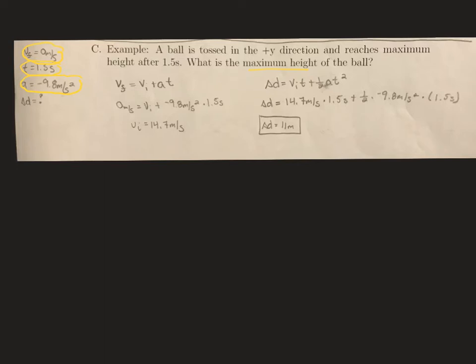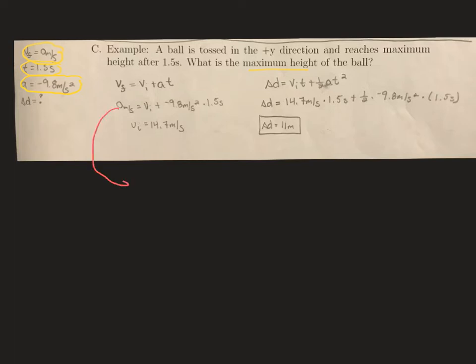So I'm going to use the fact that velocity final equals velocity initial plus acceleration times time in order to establish what my initial velocity is. So I plug in 0 for my final velocity. Velocity initial is my unknown. My acceleration is negative 9.8 meters per second squared. And then I'm going to multiply by the 1.5 seconds.